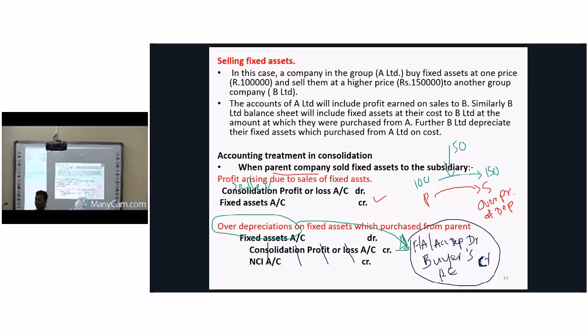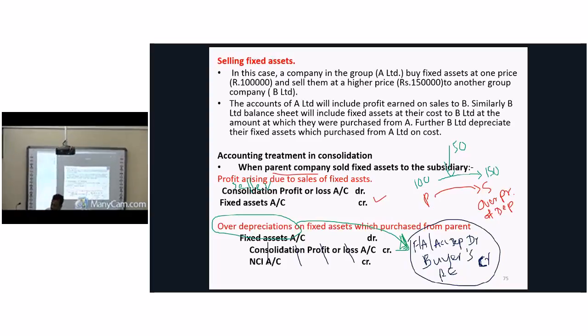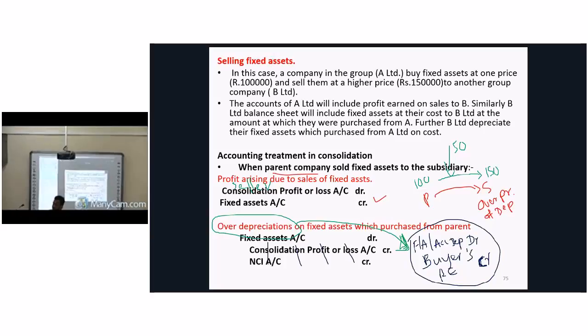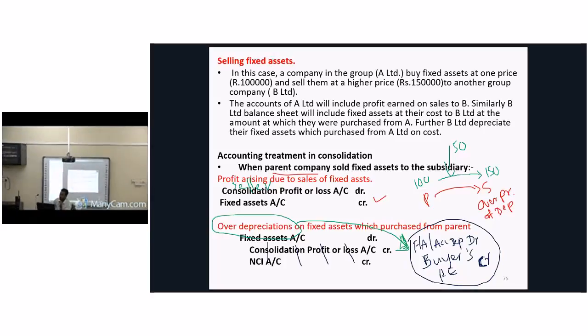If you look first, selling of fixed assets: if there is any artificially added profit in intercompany trading of fixed assets, that artificially added profit should be eliminated in full. How? The seller's retained earnings debit, and fixed asset or property, plant and equipment account credit.